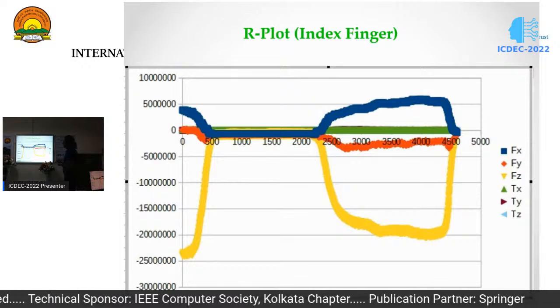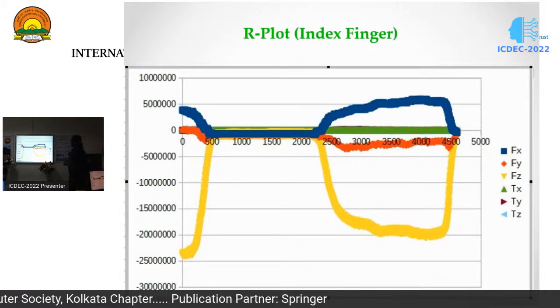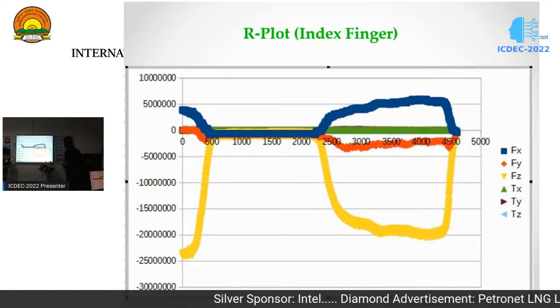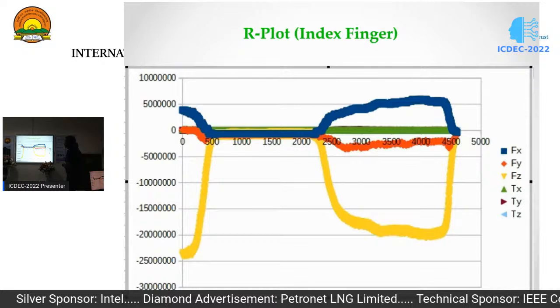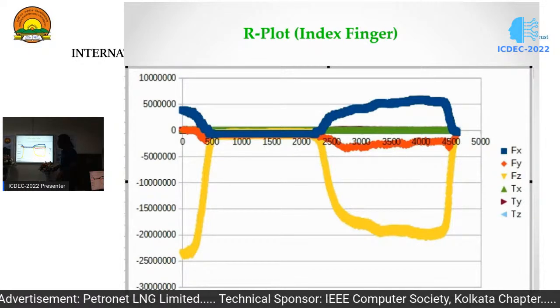Now, this is the data for the index finger, right? This is an RTD sequence in lots of 500, 100. These are the force and torque. Are you able to see from here that the torques Tx, Ty, Tz are approximately equal to 0? Because the sensor is over here and I'm just forcing like this.